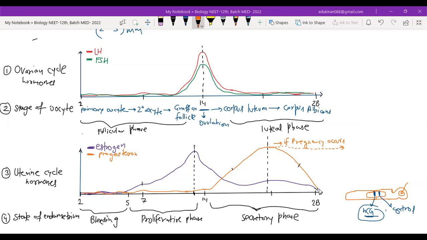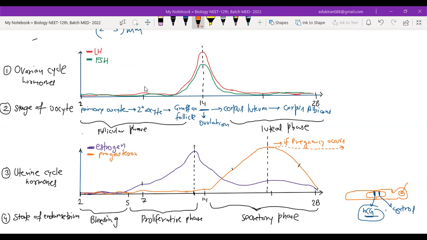Okay, sir. So see, this is a combined graph for both the ovarian cycle and the uterine cycle that we did in the last class. LH and FSH are ovarian hormones which act on the ovary, and estrogen and progesterone are uterine hormones. No, they are the hormones which act on the uterus, but they are produced from the ovary. You understand?